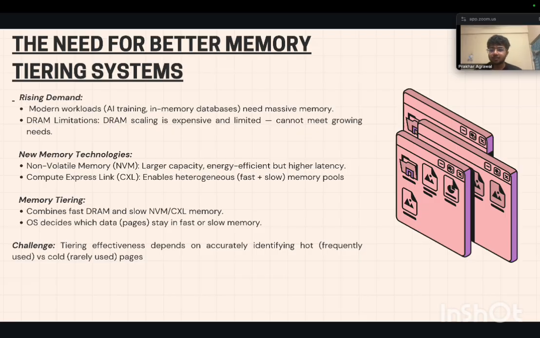So a challenge is to identify the hot pages and the cold pages. The hot pages are frequently accessed and the cold pages are rarely used, so that we can accurately place them into their tier.